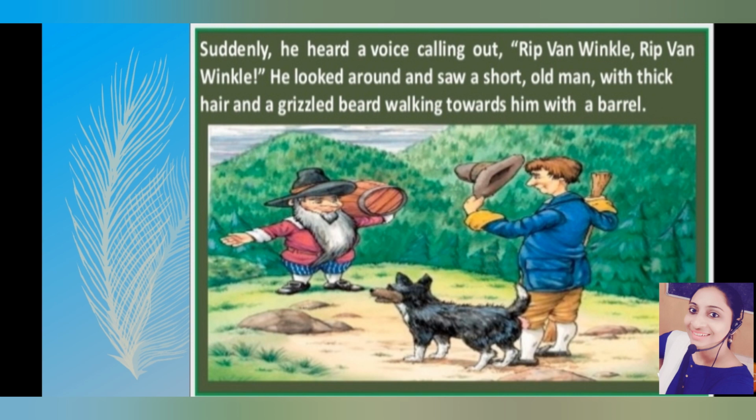So when he was thinking, suddenly he heard a voice, someone was calling his name, Rip Van Winkle. When he looked around, he saw a short old man with thick hair and a grizzled beard. He had a gray beard, and he was walking towards Rip with a barrel in his hand. Barrel means a wooden container. So he was holding a wooden container in his hand and he was calling Rip.